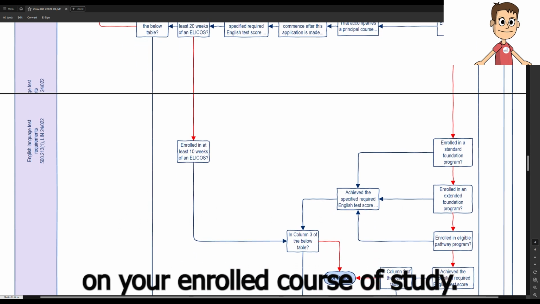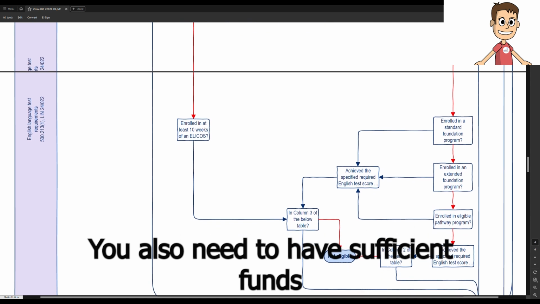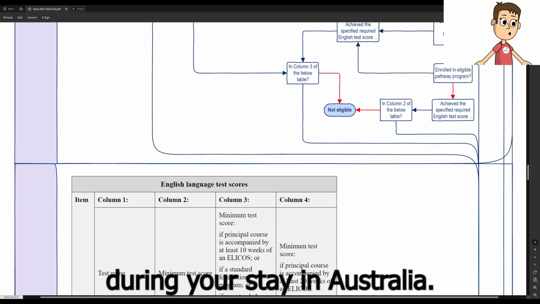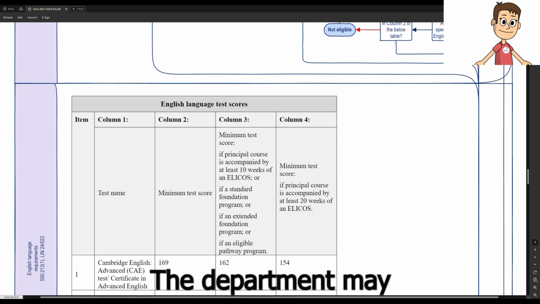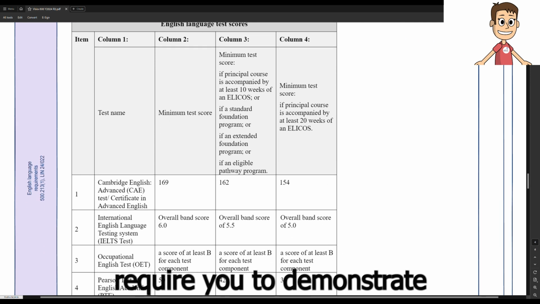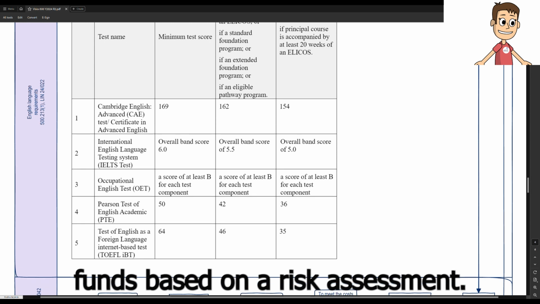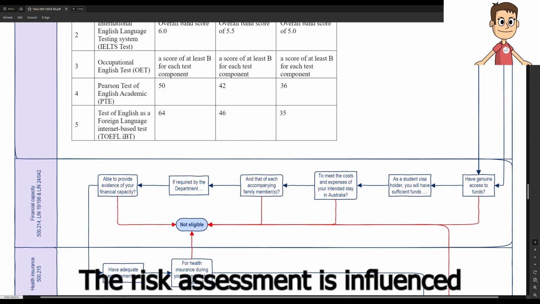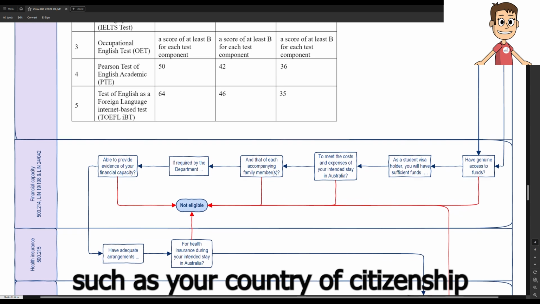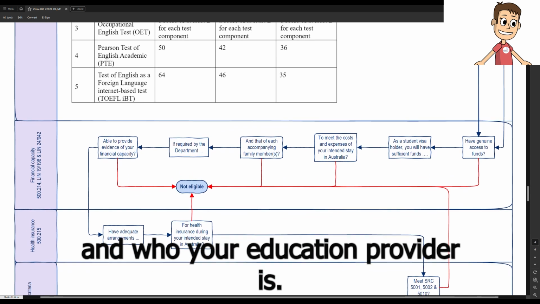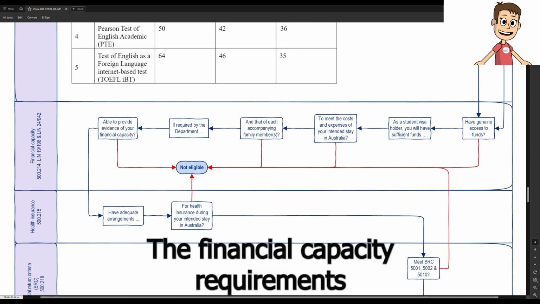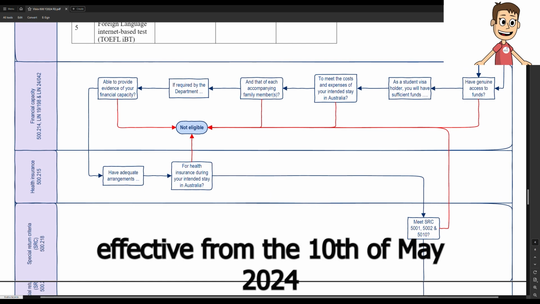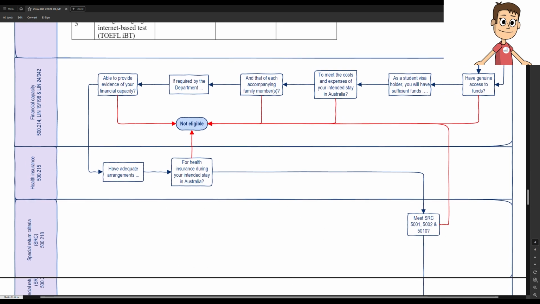You also need to have sufficient funds for yourself and any migrating family members during your stay in Australia. The department may require you to demonstrate that you have sufficient funds based on a risk assessment. The risk assessment is influenced by factors such as your country of citizenship and who your education provider is. The financial capacity requirements have been revised upwards effective from the 10th of May 2024.